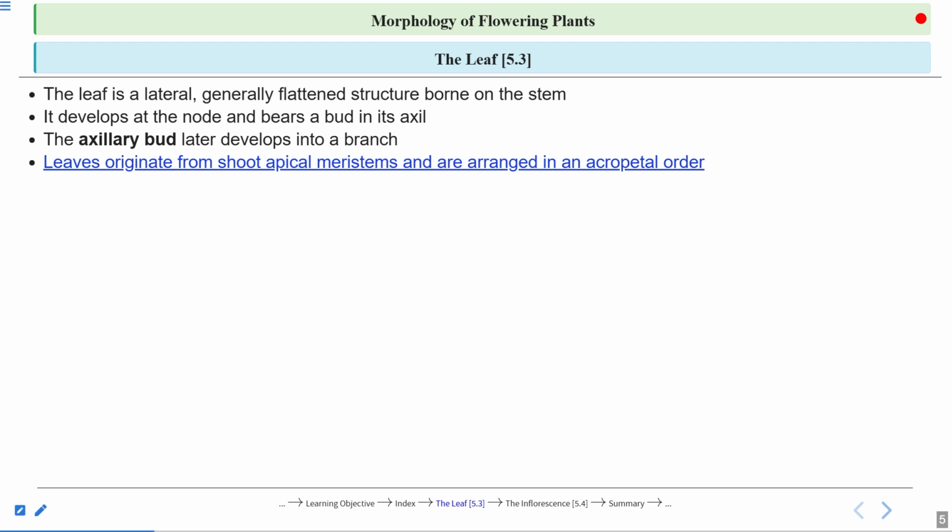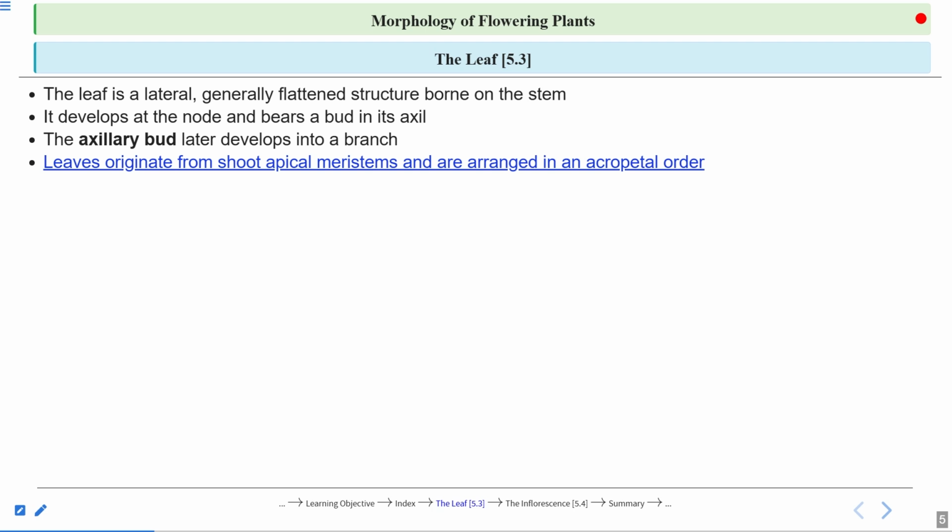Leaves originate from the SAM, the shoot apical meristem. Now what is the shoot apical meristem? The shoot apical meristem is the tip. It is the apex of the shoot, which consists of meristematic cells. These meristematic cells keep on dividing, and this leads to the growth of the plant as well. So these leaves arise from the shoot apical meristem. The shoot apical meristem transforms into leaves.